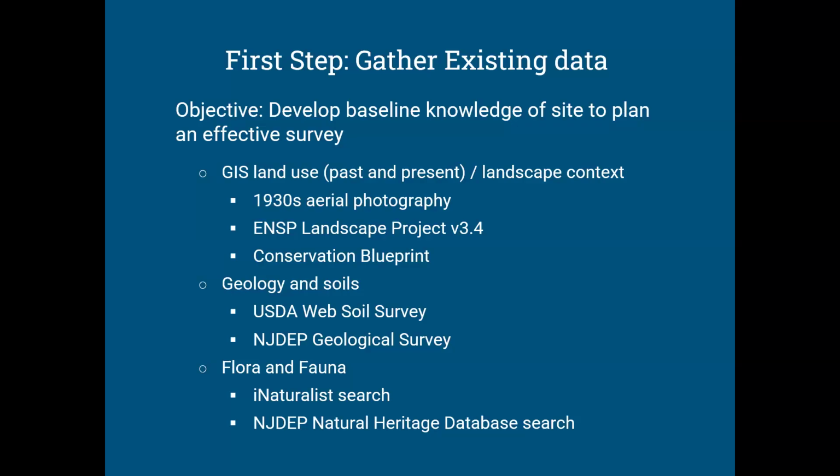Yep. The Endangered and Non-Game Species Program has the Landscape Project. They're up to version 3.4. That maps out every patch of habitat, and then assigns what rare species are known to be within that patch. It doesn't say exactly where they are. I mean, some things move, obviously, but so that's really valuable. And for most people, if you don't have GIS experience, it's a tricky one to learn.